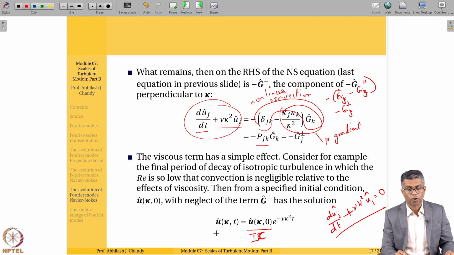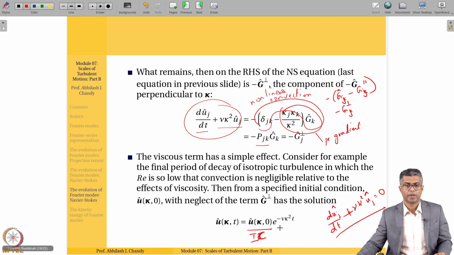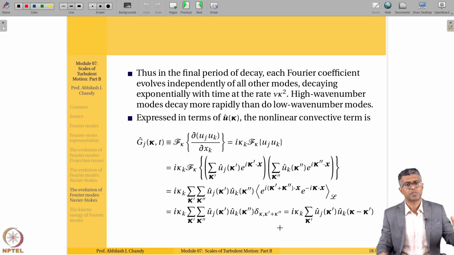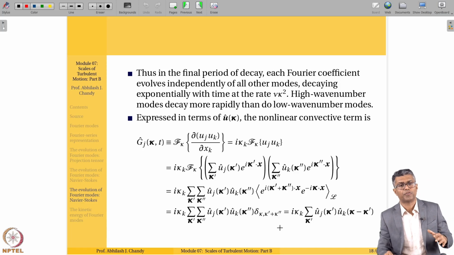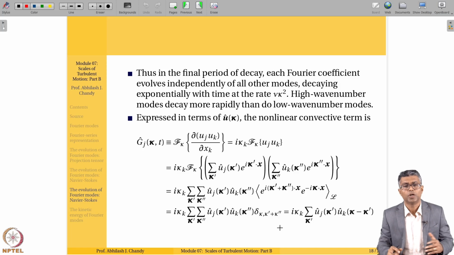So then you have an exact solution for u hat of kappa comma t, which is u hat of kappa comma 0 times e to the minus nu kappa squared t. So that's the physical significance of that equation. So it's basically a decaying term, right? It's an exponentially decaying term. So that's what we mean. Thus, in the final period of decay, each Fourier coefficient evolves independently of all other modes, decaying exponentially with time at the rate of nu kappa squared.